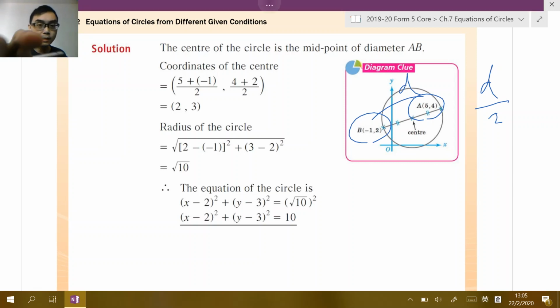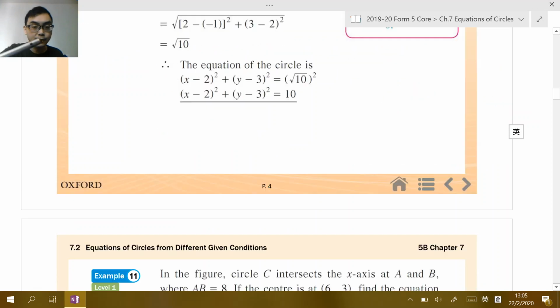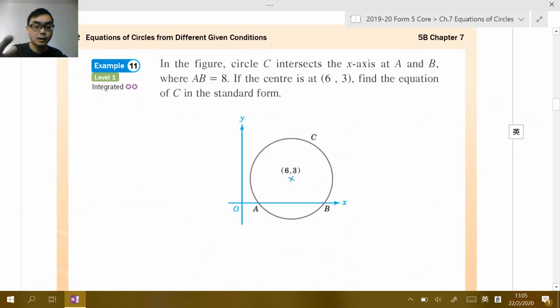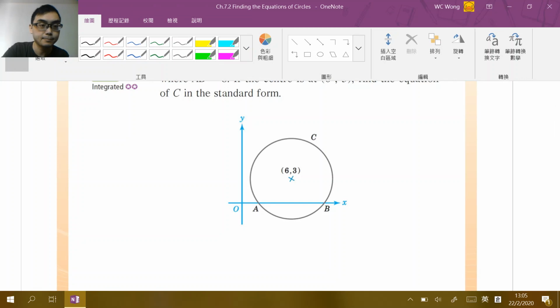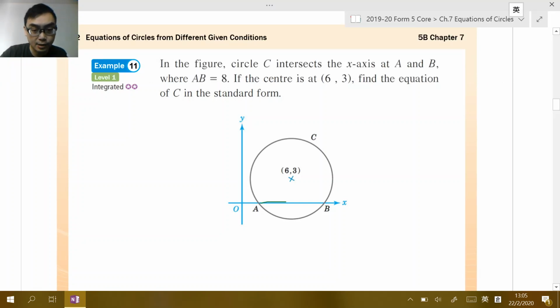Very easy. Now, we also go to some level 1 or level 2 questions like this. For example, level 1, this one. This time you have got the center, but you don't know the radius. But this time I give you something very special: the distance between two points A and B, which are on the circle, but we don't know what the points are. It's 8.